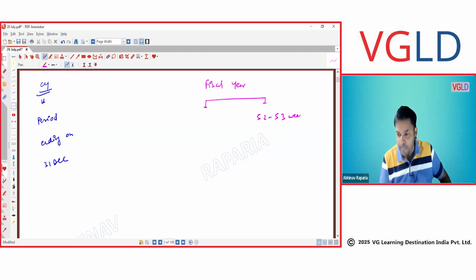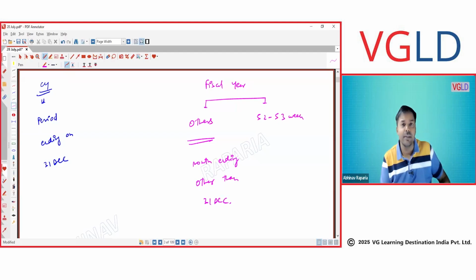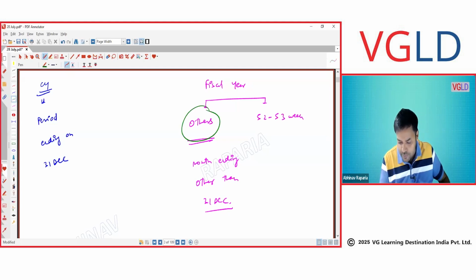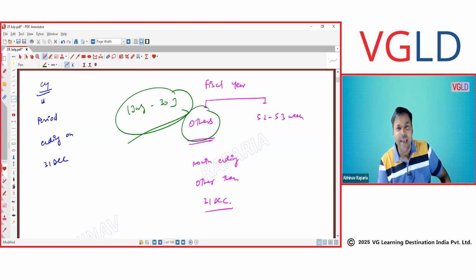When I talk about others, other means any month ending other than 31st of December. Month ending other than 31st of December. That period could be anything. That period can be from 1st of July to 30th of June. Any period, that means anything other than the calendar.